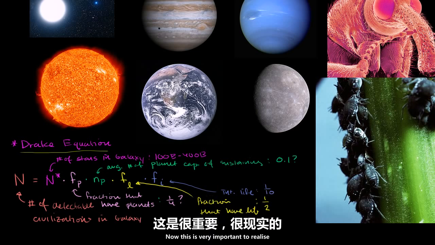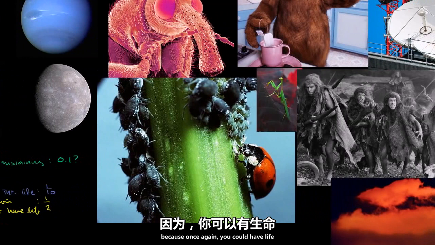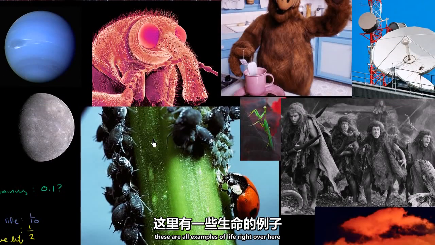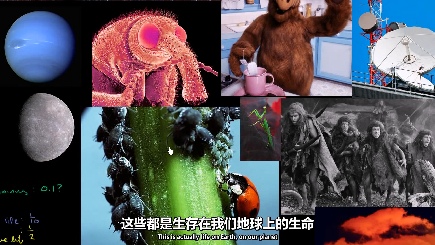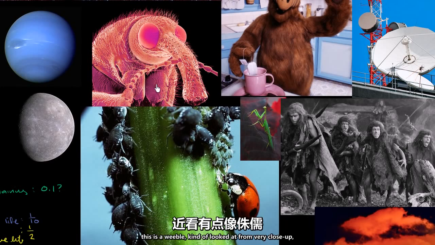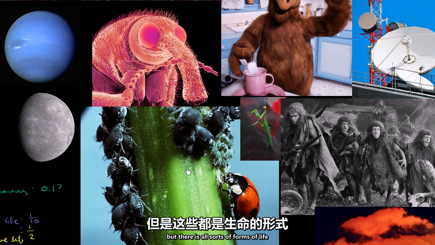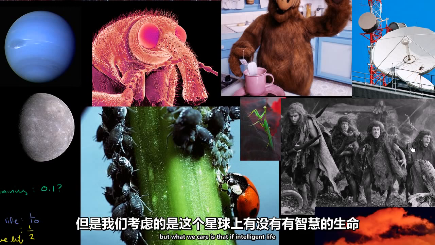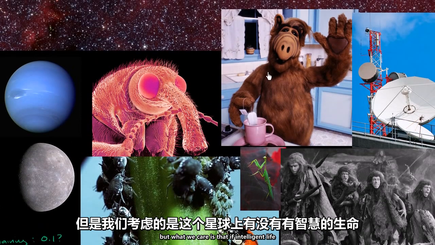And this is very important to realize, because once again, you could have life. These are all examples of life right over here. This is actually life on our Earth, on our planet, even though this looks quite alien. This is a weevil that looked very close up. But there's all sorts of forms of life, many of which we probably can't even begin to imagine. But what we care about is that intelligent life starts to emerge on the planet.